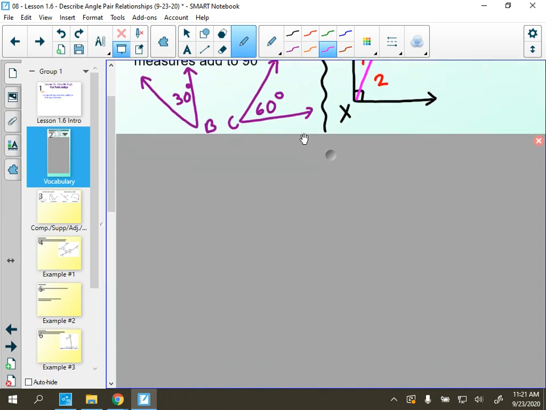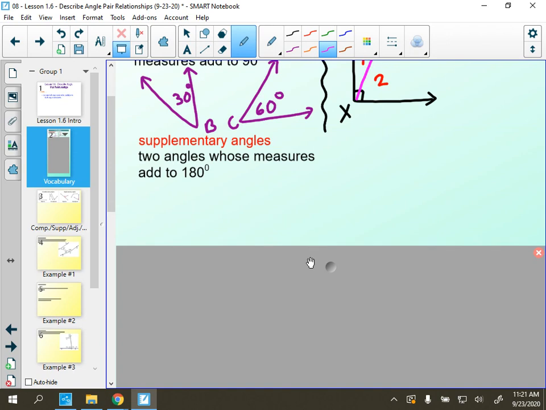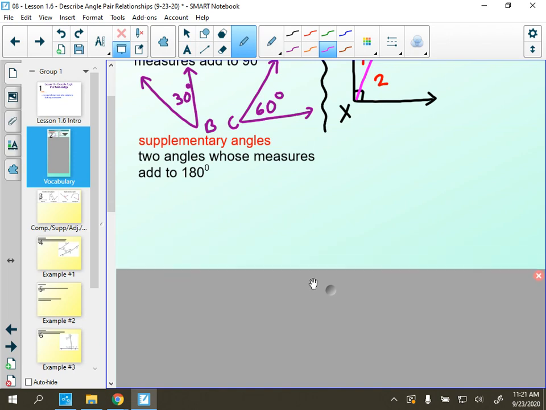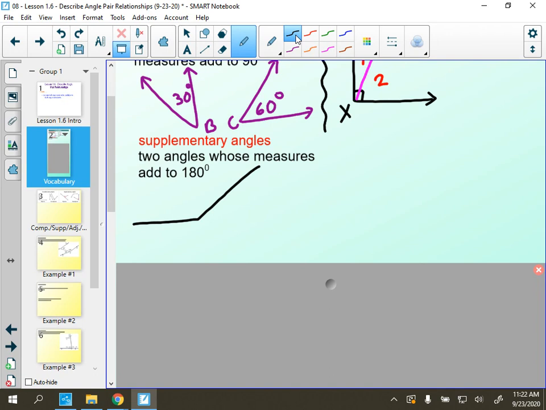Second vocab word, of 5 different angle pairs: supplementary angles. They go hand in hand. If you learned about complementary, you probably heard about supplementary. It's two angles whose measures add to 180 degrees this time. Similar idea: I could have two separate angles, maybe a 120 degree angle. I'm not saying they all have to be 120 and 60, but any two angles, say angles B and C, are supplementary because their measures add up to 180 degrees.